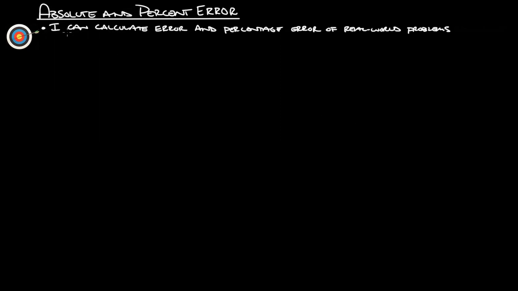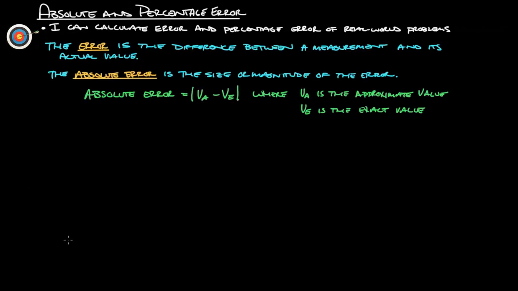I'm going to take you through the notes on absolute and percent error. At the end of this, you should be able to say, I can calculate error and percentage error of real world problems. Okay, so first thing, the error is the difference between a measurement and its actual value.